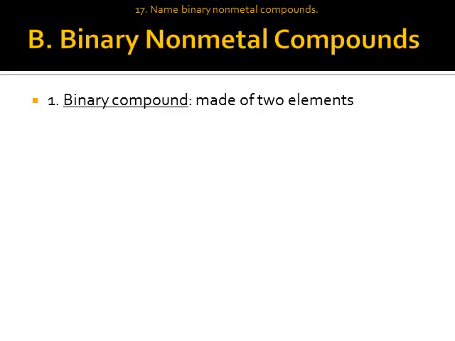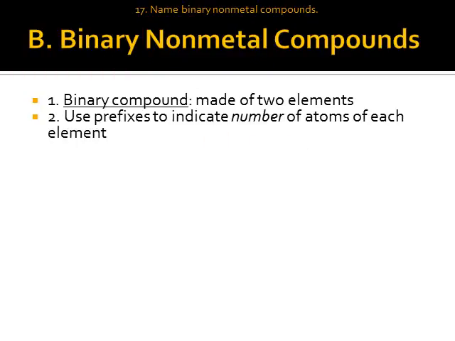The prefix bi meaning 2, and so that means that these compounds here are both nonmetals. Because we have binary nonmetal compounds, both elements are nonmetals, and there are 2 nonmetals in it. How binary nonmetal nomenclature works is we need to use prefixes to indicate the number of atoms of each element.